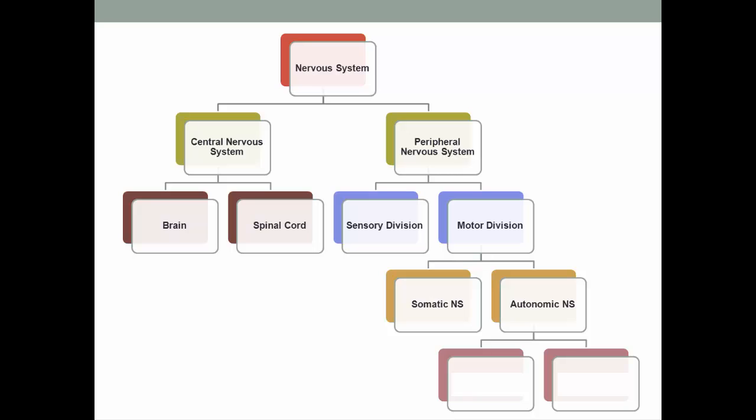The somatic nervous system, of course, is under our voluntary control, whereas the autonomic nervous system is not. It's involuntary. Now, the autonomic nervous system we're going to divide into two systems, the sympathetic nervous system and the parasympathetic nervous system, and they have different anatomies and functions as well. I like to think of their division more based on their physiology, and we'll take a brief look at that in a couple of slides.